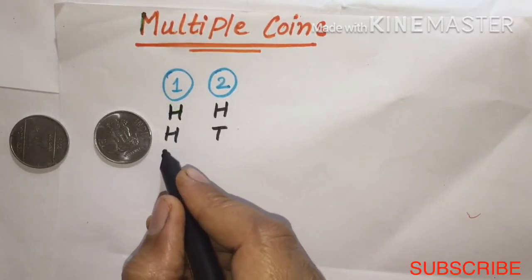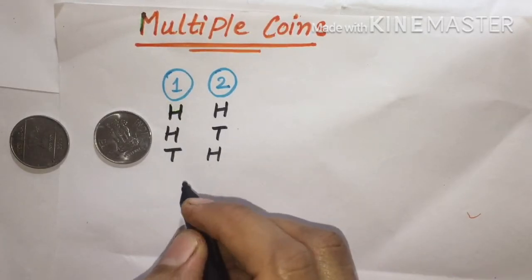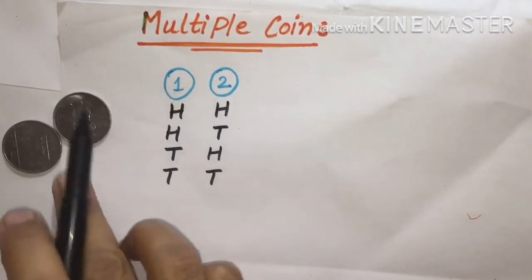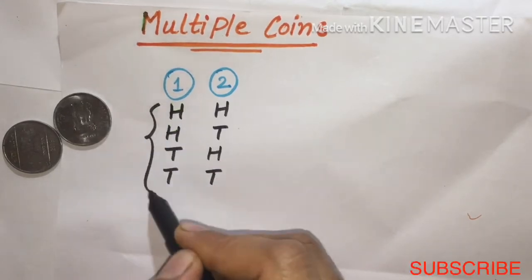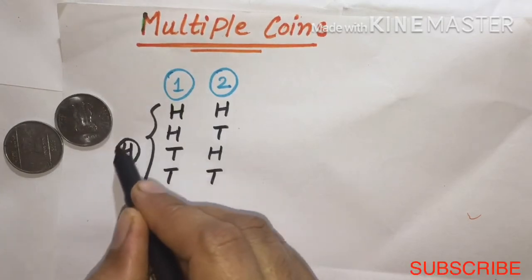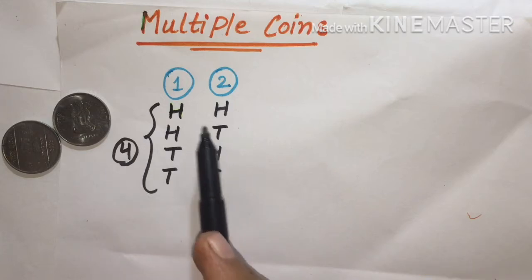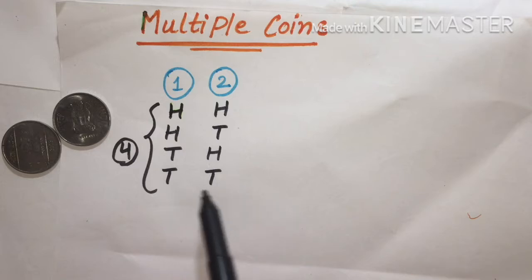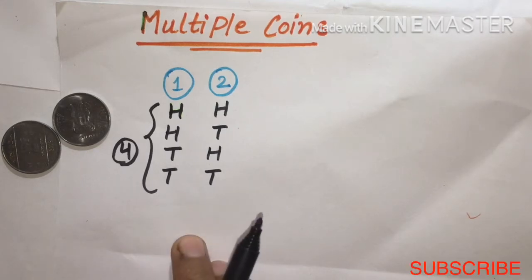Next time, what are the possible cases? Tail will come on the first coin and head on the second coin. What are the other chances? That on both coins the tail will come. Are there any other possibilities? Only these four cases are there: when we toss two coins, head-head, head-tail, tail-head, and both coins have tail on their upper side. So these four possible outcomes are there.